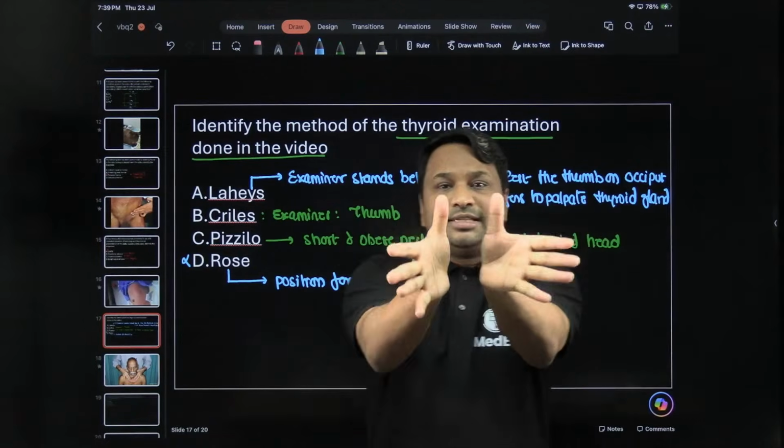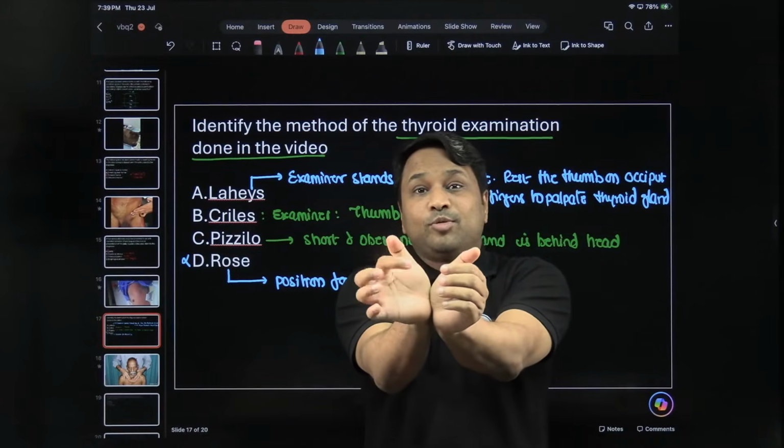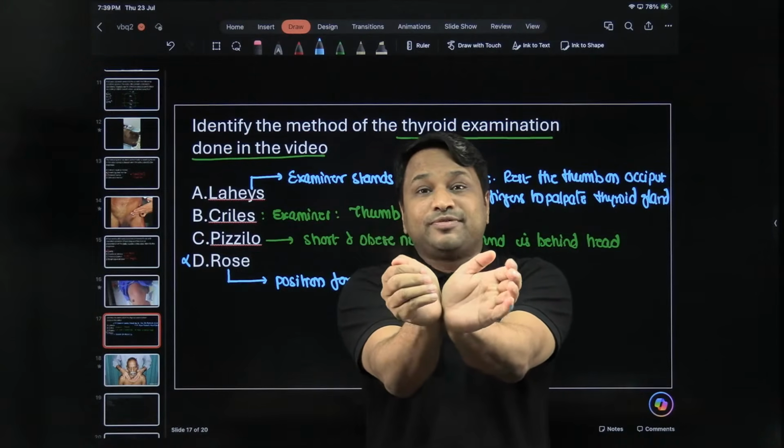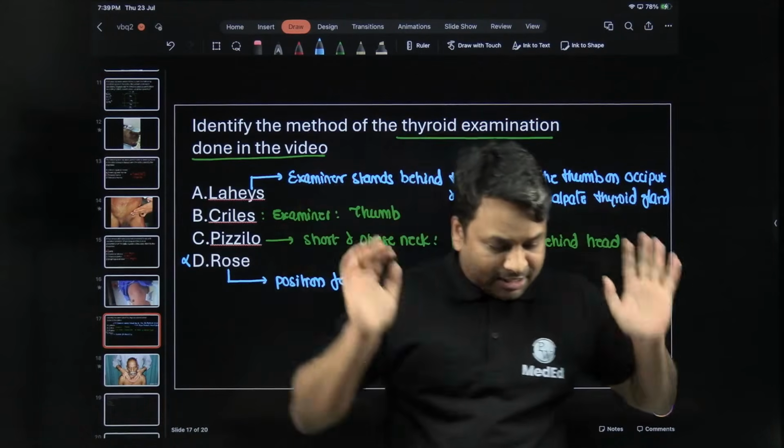In Lahey's method, the thumb is going to be on the occiput, the fingers will come forward. From one side, I'll press this swelling, it will become more prominent. I'll feel from this side, and then I will press from this side, and then I'll feel from this side, right? So this method is what we call Lahey's method.